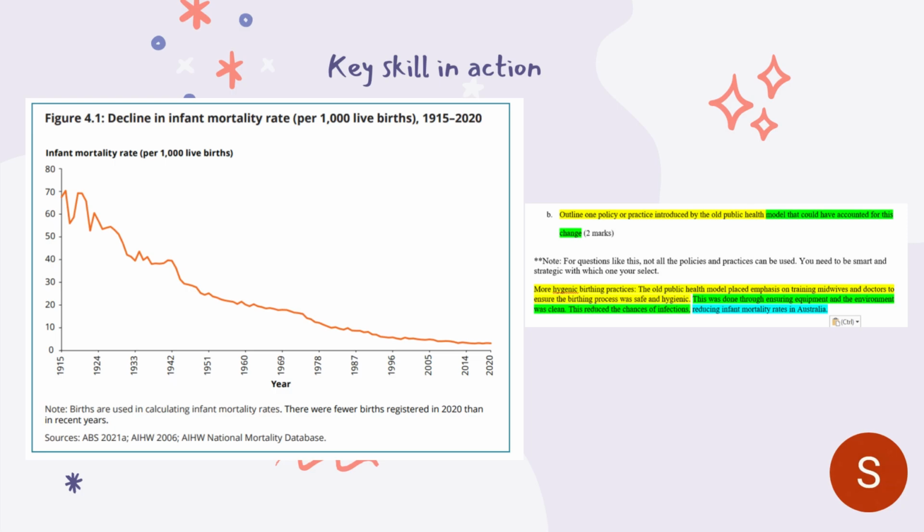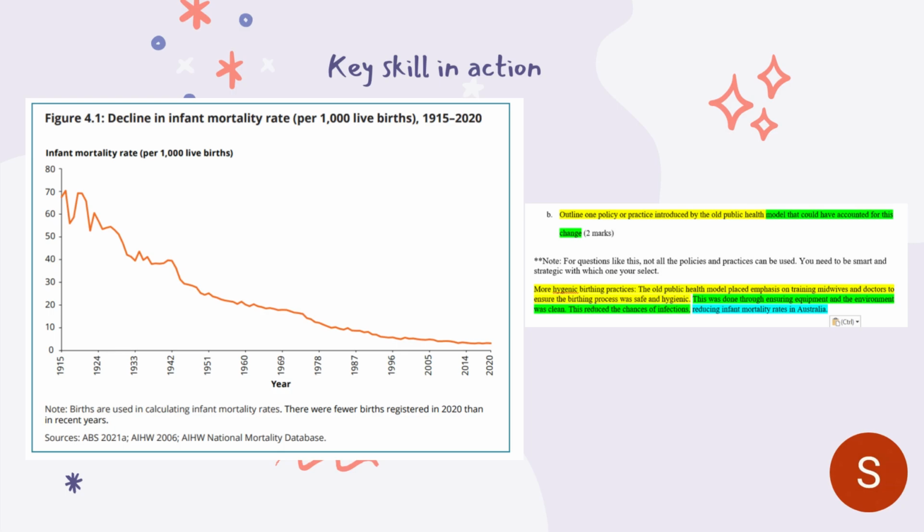So this makes it that little bit harder because, like I said with the note, for questions like this, not all the policies and practices can be used. You need to be really smart and strategic with which one you select. I've chosen more hygienic birthing practices because that was the one that stuck out for me. But there are other ones that you could use if you can justify it. Again, you need to make sure that it's actually relevant to your information.